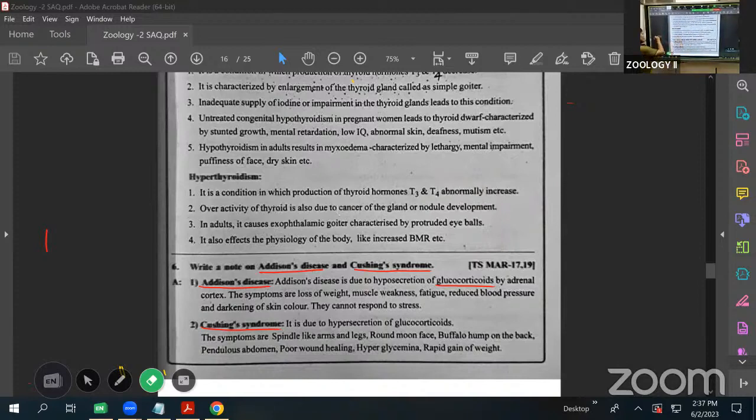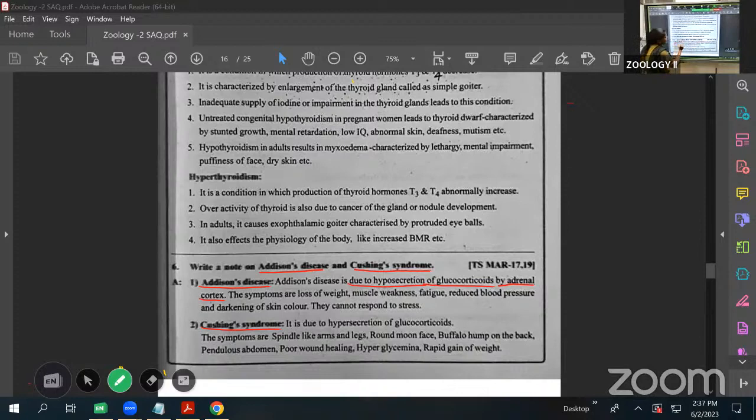See this one. This is Addison's disease, due to the hyposecretion, less secretion, of the glucocorticoids by the adrenal cortex. The adrenal cortex is releasing less amount of glucocorticoids. Then Addison's disease will appear.